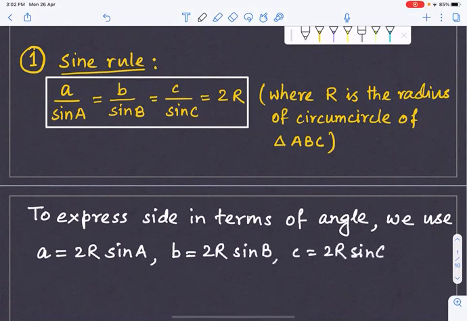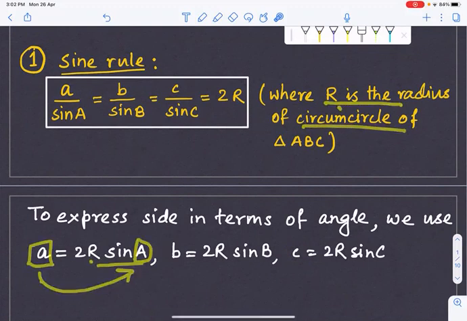sine C. You check, you remember, when I am saying side length, I am using small c. When I am using it for this angle, I am using capital C. And how did I get this? Here this is side and this is angle. So side is expressed in terms of angle. R is a constant, it is the radius of the circumcircle.